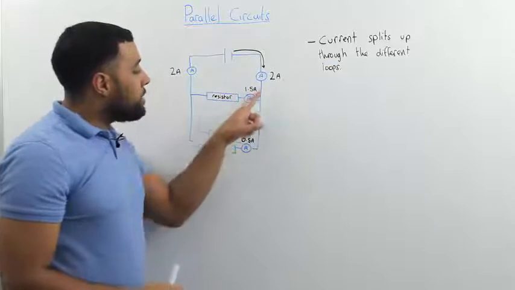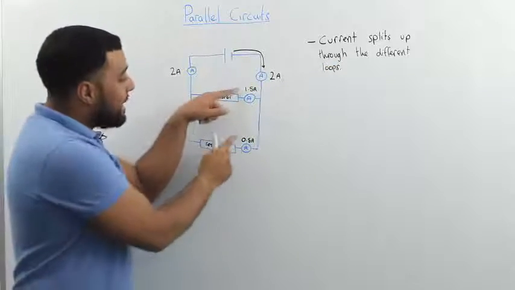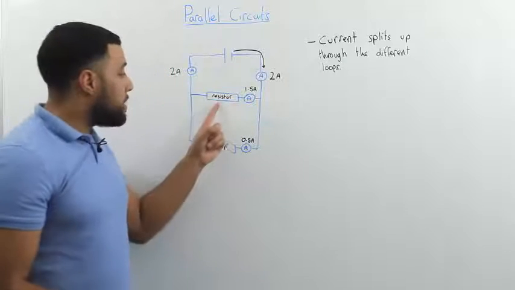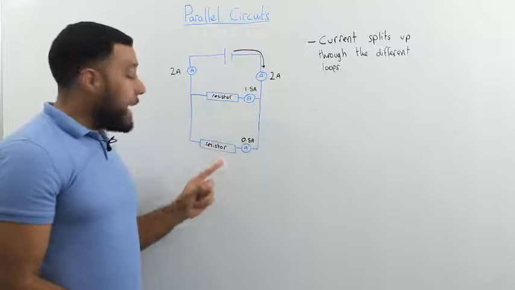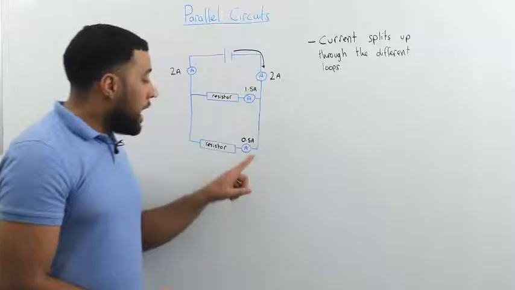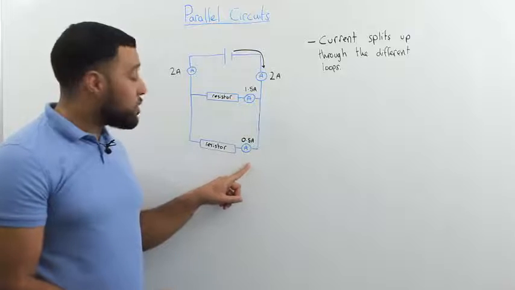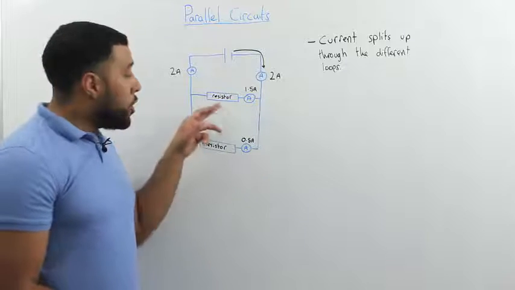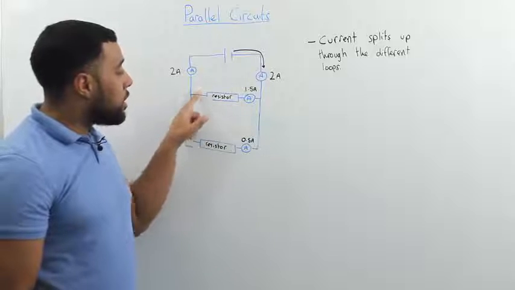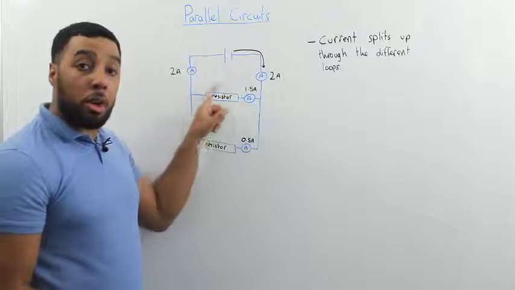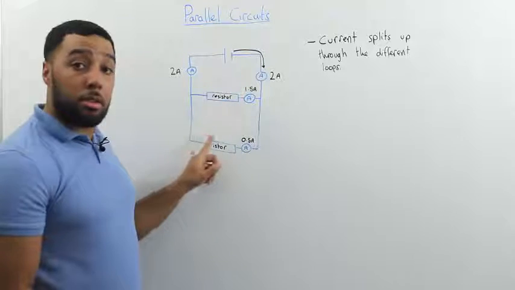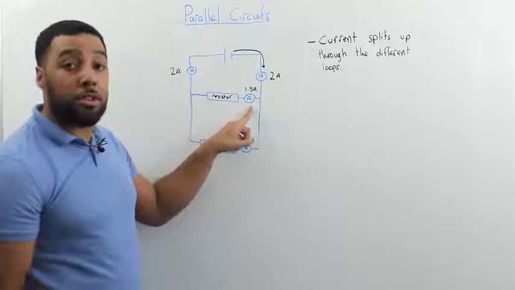Now, as current splits up, the reason we get this difference in current is due to the size of the resistor. If a resistor has a bigger resistance, that means less current can flow, or there'll be a smaller current. So looking at this diagram on the board, this tells us that this resistor must have a smaller resistance than this resistor, because this one let more current pass through.